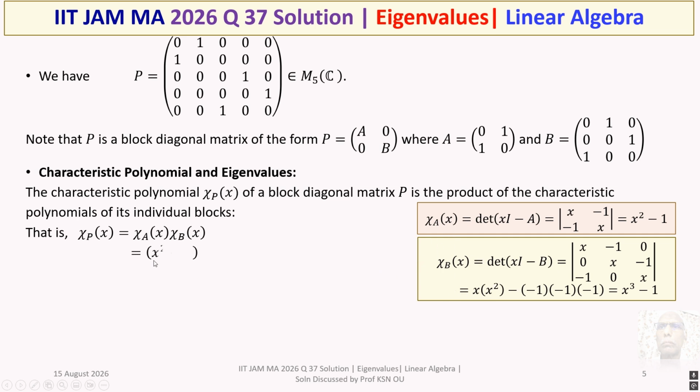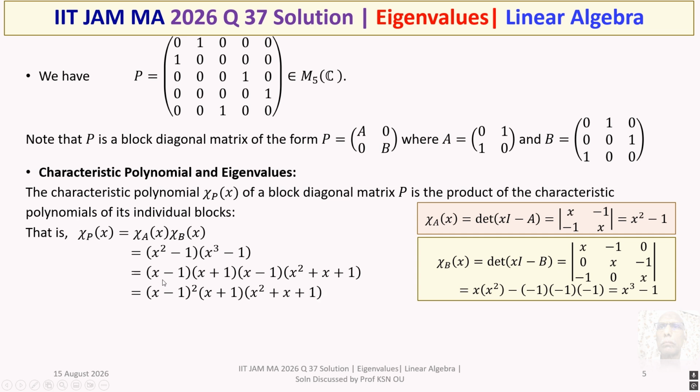Come here and put the values, put the polynomials here. So that will be x square minus 1 multiplied by x cube minus 1. Good. So factorization we have made, x minus 1 into x plus 1 for the first factor. For the second factor, the cube roots of unity, x minus 1 multiplied by x square plus x plus 1. Now it is x minus 1 whole square into x plus 1 multiplied by x square plus x plus 1.